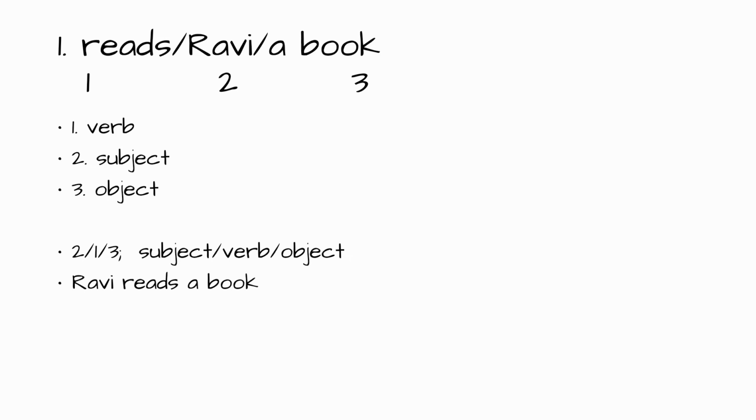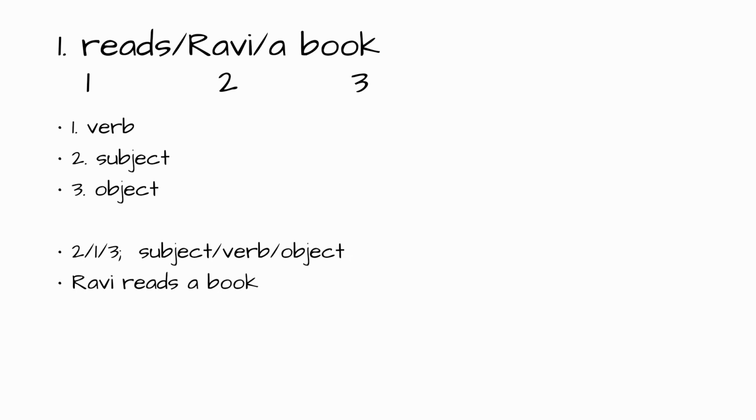In order to do that, we are going to identify what word may be the subject. Here it is Ravi. And what is a book? The third word is obviously an object. So here the sequence is verb, subject, object. But the original sentence pattern in English should be subject, verb, object. Now let us make it like that.